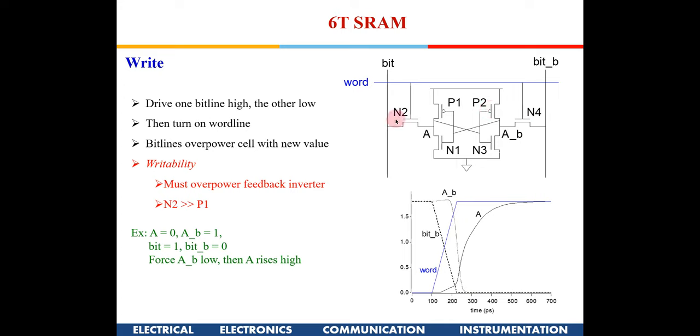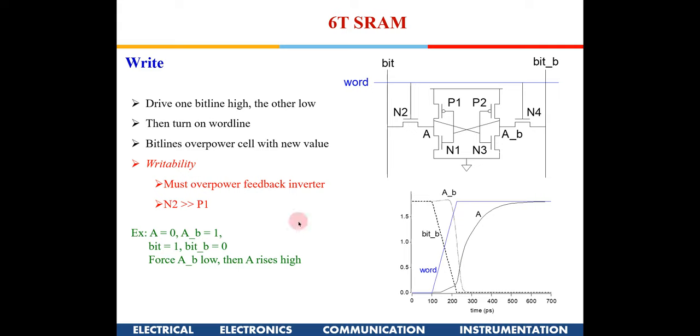So that is why the size of N2 and N4 has to be bigger than P1 and P2. Obviously these are PMOS, so they'll be weak as such, but still, depending on the technology you are using, if you find that data is not being written into the cell, that only means that your N2 and N4 are not strong enough. When I say strong enough, the width of these transistors has to be higher, to overcome the currents being provided by P1 and P2. So that aspect you need to take care of. So this is how the write operation happens. Is the write operation clear to all of you?